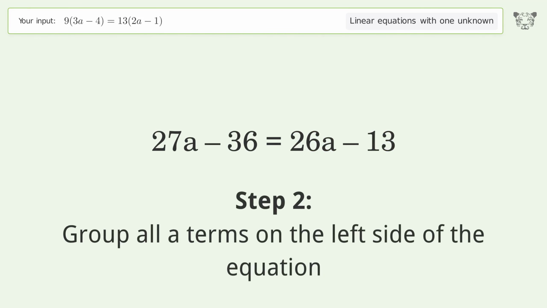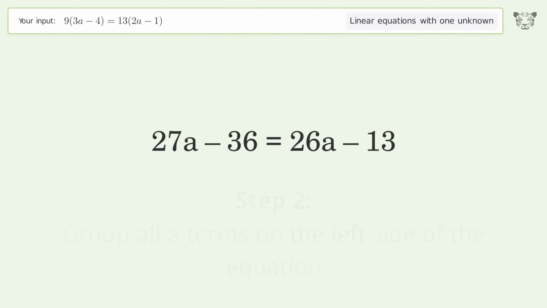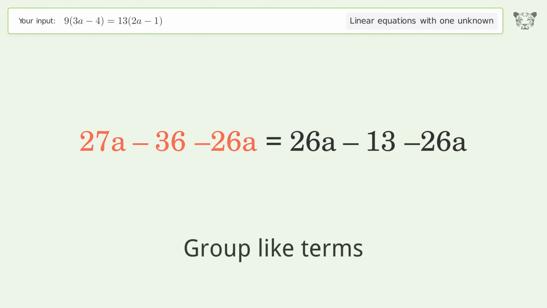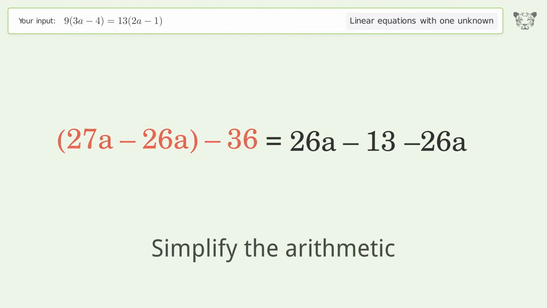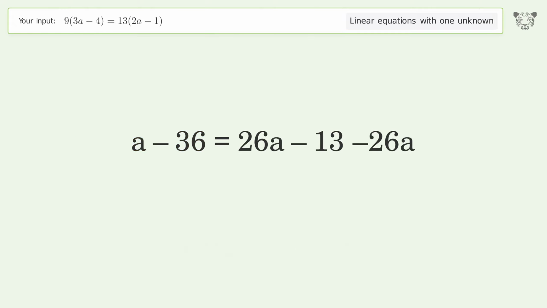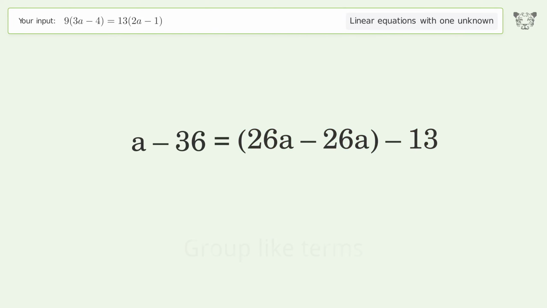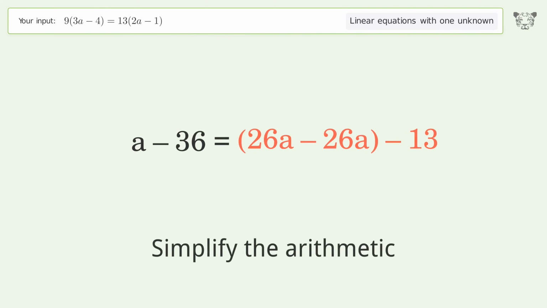Group all a terms on the left side of the equation. Subtract 26a from both sides. Group like terms. Simplify the arithmetic. Group like terms. Simplify the arithmetic.